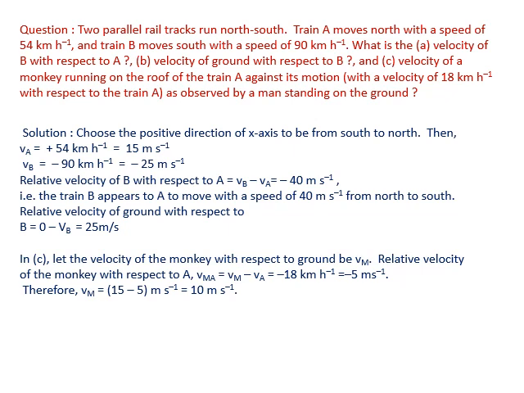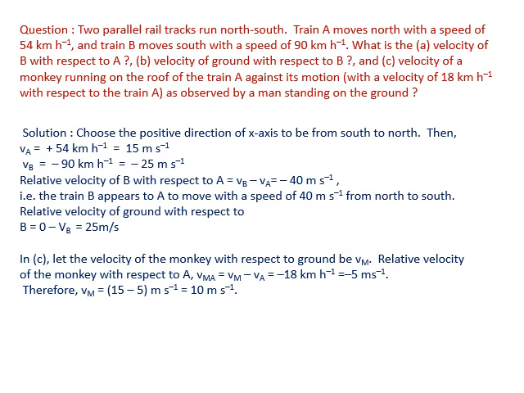So for the first part, the relative velocity of B with respect to A will be VB minus VA, and that will be equal to, by putting the values, minus 40 meter per second. That means train B appears to A to move with a speed of 40 meter per second from north to south. Now you have to find the relative velocity of ground with respect to B, and that will be equal to 0 minus VB, because the velocity of the ground is 0. So you get 25 meter per second.